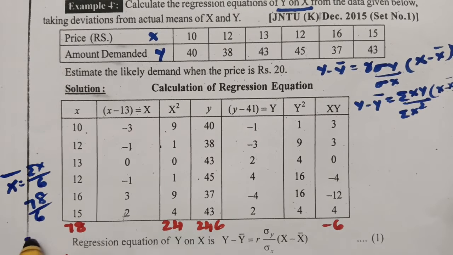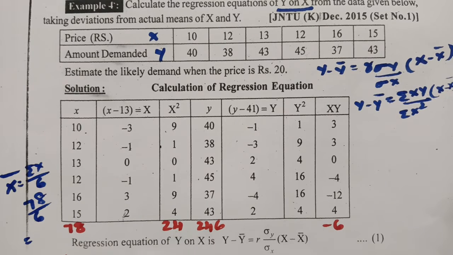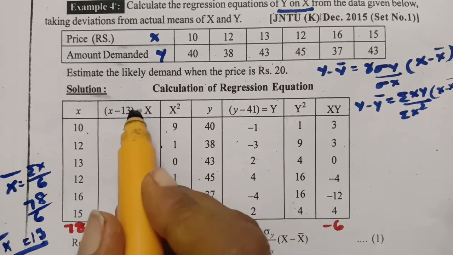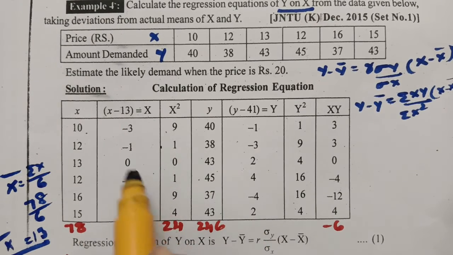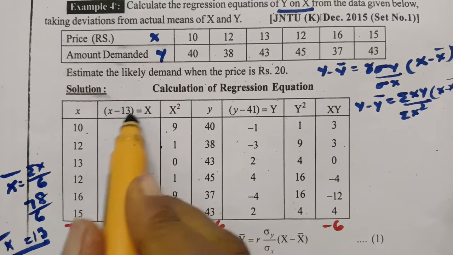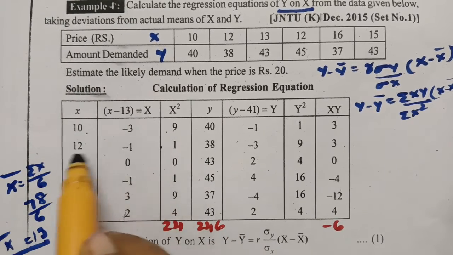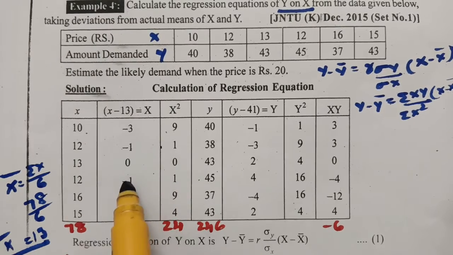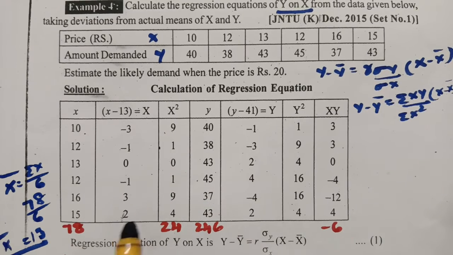What is 78 by 6? That is 13. So x bar is equal to 13 here. In small x, we have to subtract each and every value from 13, that is x minus 13. 10 minus 13 is minus 3, 12 minus 13 is minus 1, 13 minus 13 is 0, 12 minus 13 is minus 1, 16 minus 13 is 3, and 15 minus 13 is 2. Clear? This is small x or capital X here.